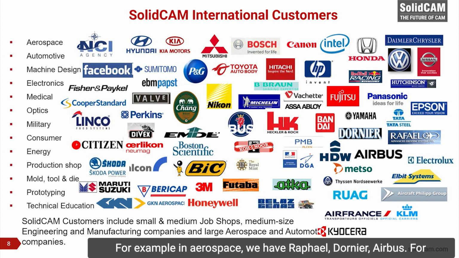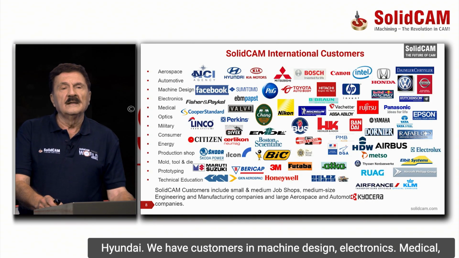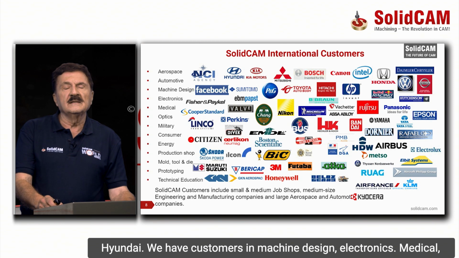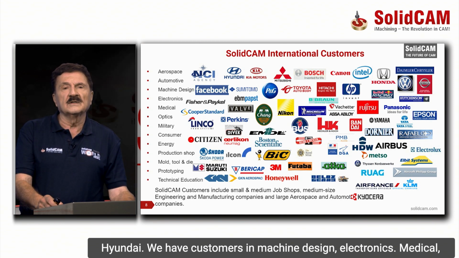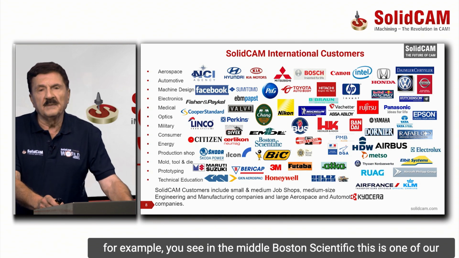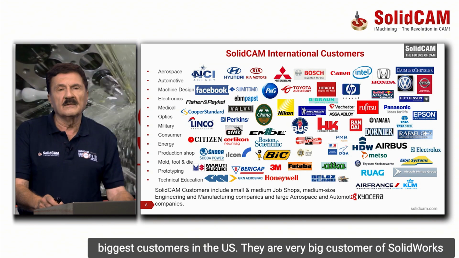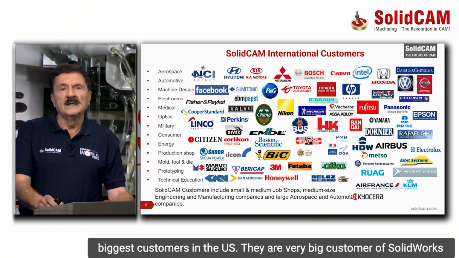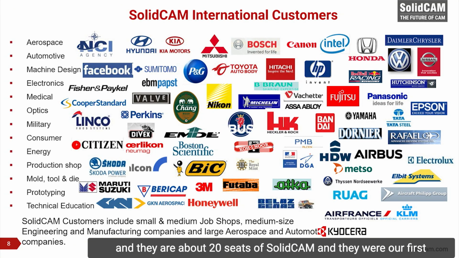For example, in aerospace, we have Rafael, Dornier, Airbus. For automotive, you see Daimler Chrysler, Volkswagen, Nissan, Kia, Hyundai. We have customers in machine design, electronics, medical. For example, you see in the middle, Boston Scientific. This is one of our biggest customers in the US. They are a very big customer of SolidWorks, and they have about 20 seats of SolidCAM, and they were our first customer in North America.